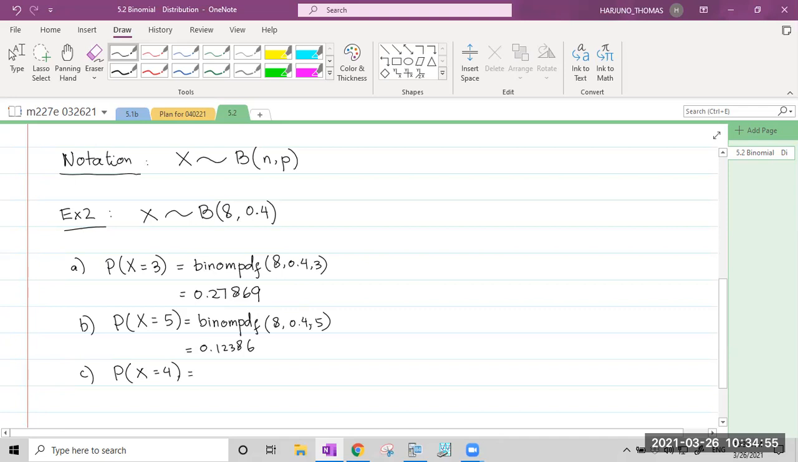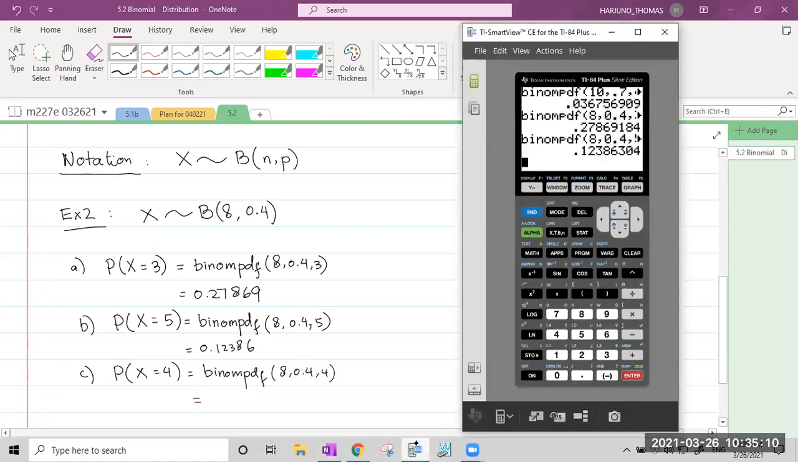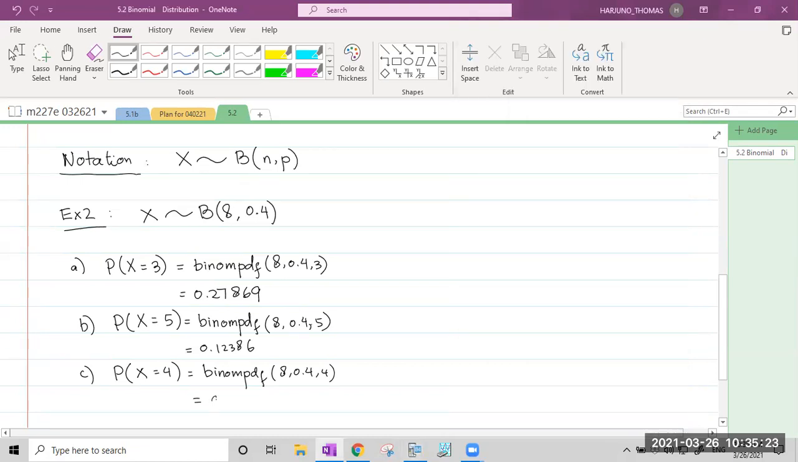How about the probability of having 4 successes? The calculator notation is binomPdf(8, 0.4, 4). Using our calculator, let me just change this. I change the number of successes to 4. I get 0.23224.